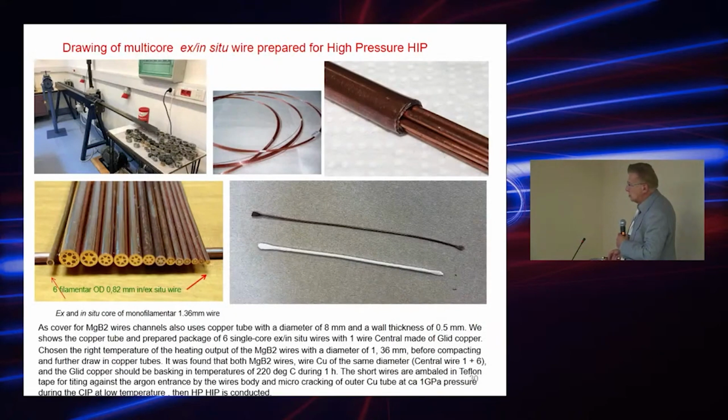This is how we produce the multi-core wires from this ex situ in situ one. This is for the samples, which we HIP as short samples. We use an additional Teflon tape around them to protect against scratches on the wires. But it's only for laboratory scale.